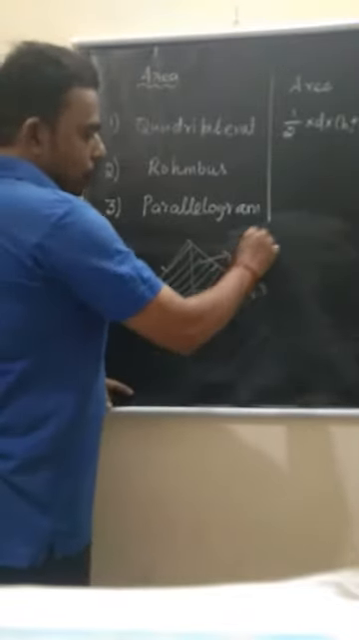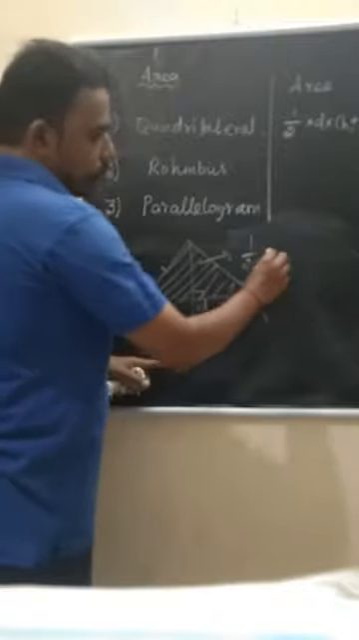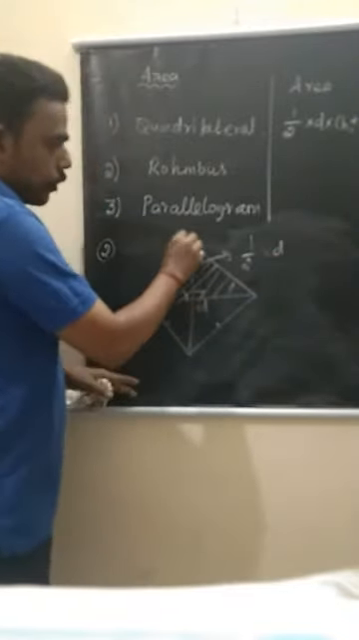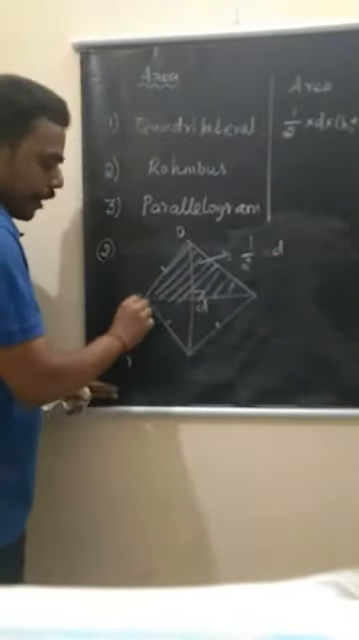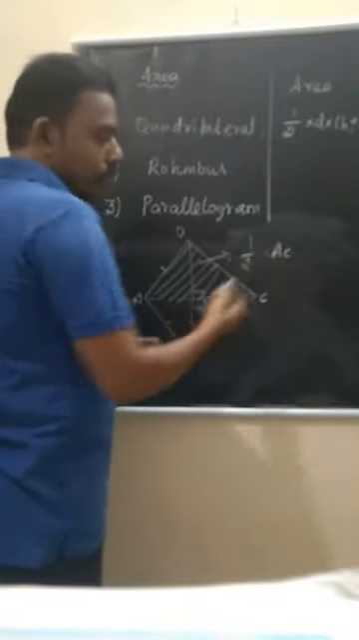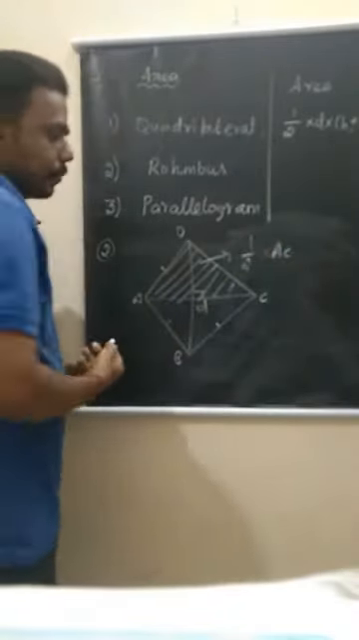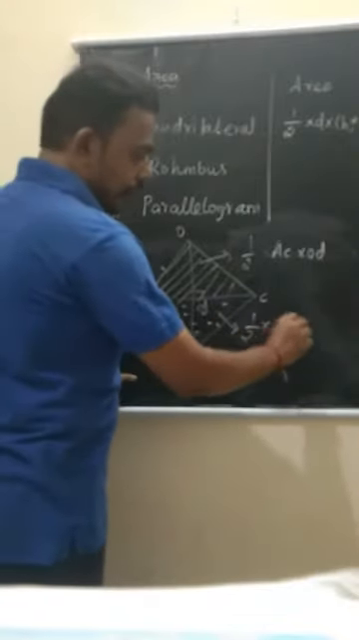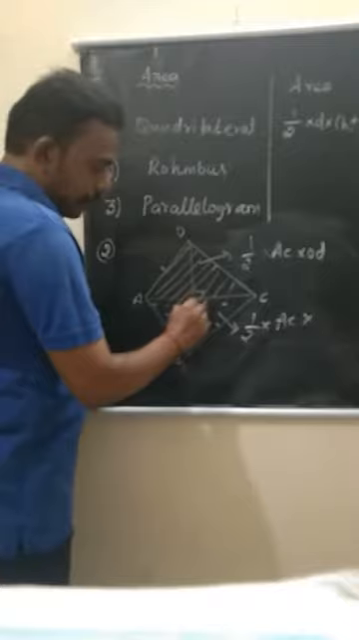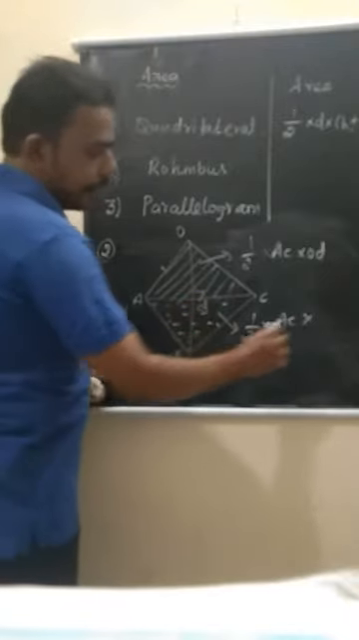Now this area is 1/2 into the base into this part. Suppose we give the names O, A, B, C. Now this diagonal is AC. AC is nothing but D. Area is 1/2 into base AC into height. Height is OD. Similarly for this triangle, area is 1/2 into the same base AC into OB. Sorry, BD.